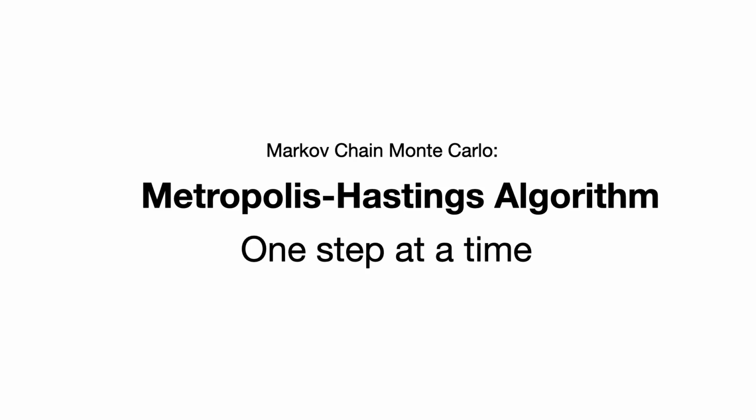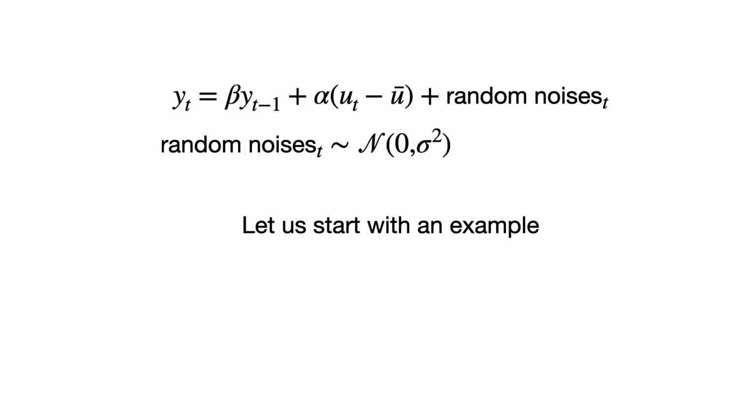Hello, today we're going to learn about Markov Chain Monte Carlo, which in short is also known as MCMC. There are many variations of MCMC, and today I'm going to focus on the Metropolis Hastings algorithm one step at a time. Let's start with an example.